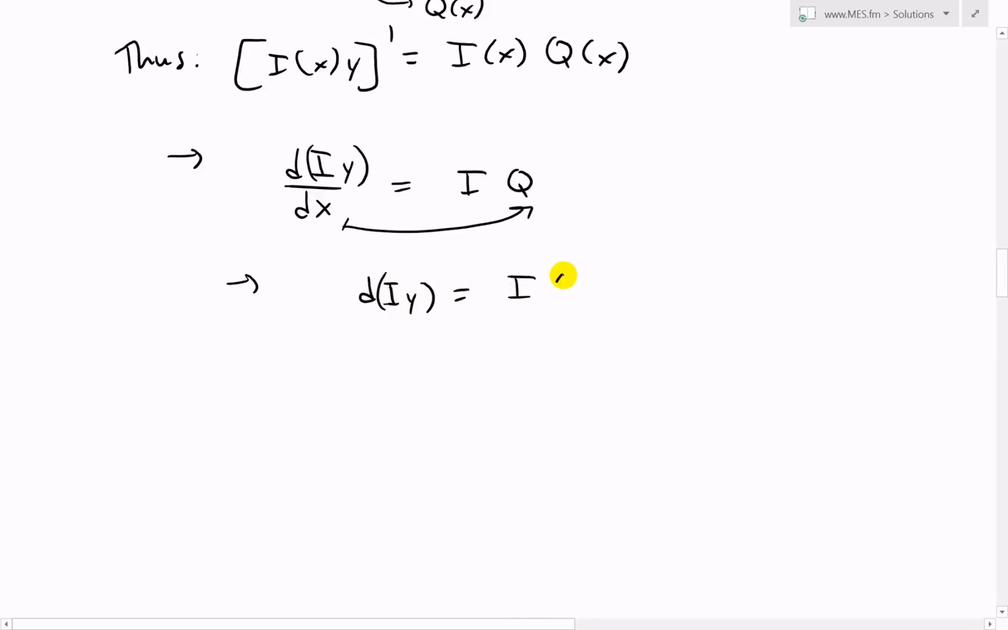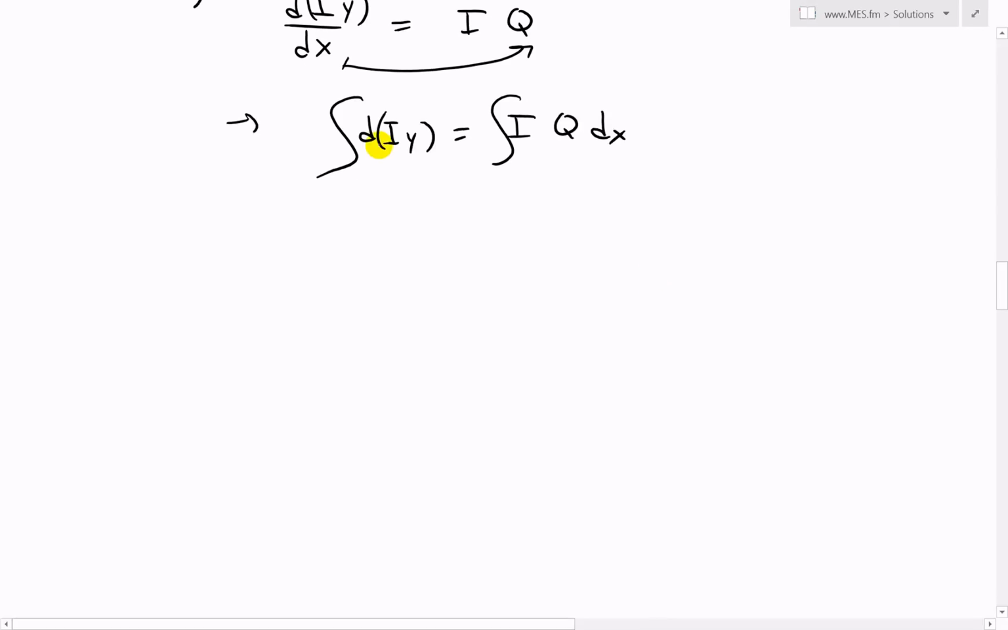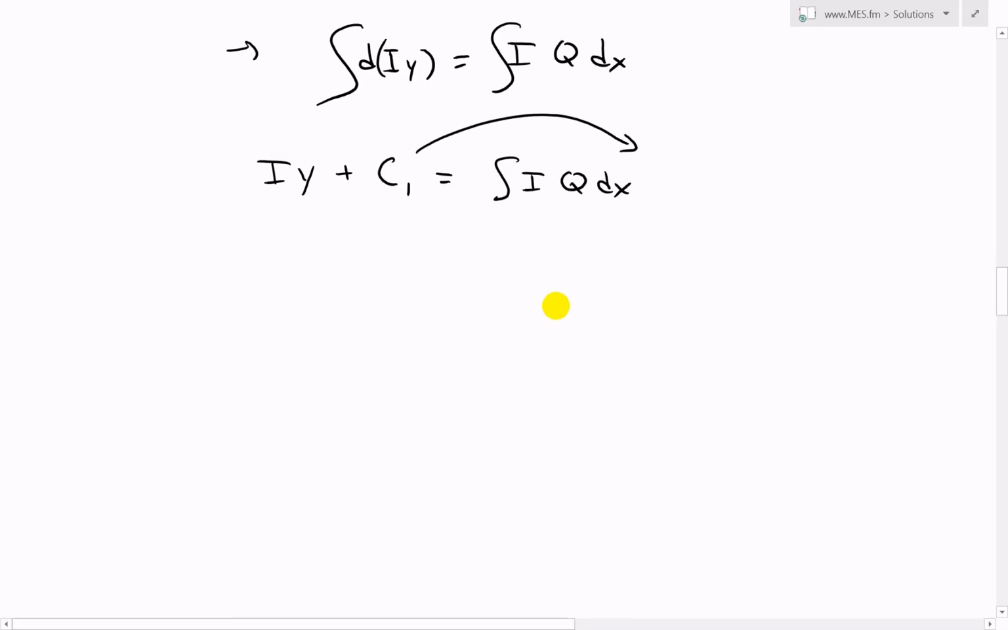Now we just take the integral of both sides, because we've separated all the x's on one side and all the I and y multiplications on the other side. The integral of the left side is just I times y, and then always add a constant of integration. We'll call this c1, and this equals, on the right side, the integral of I q dx, so we'll have to solve that. Then I'll move this over to this side, and also divide both sides by I, so that we can get rid of this I in front.